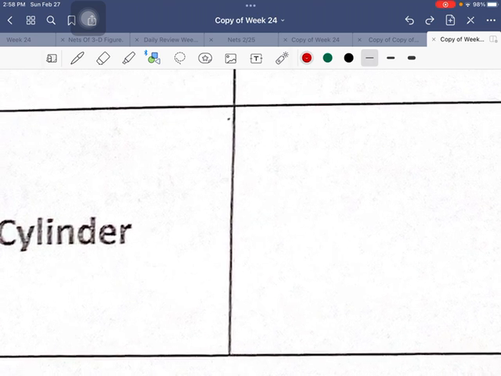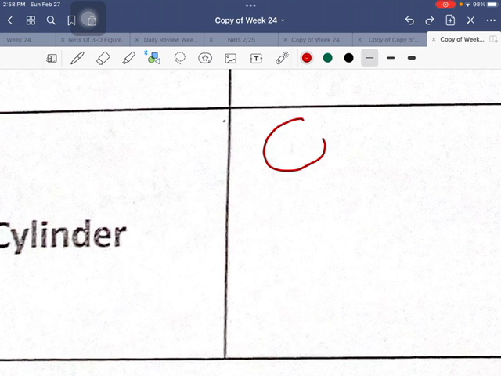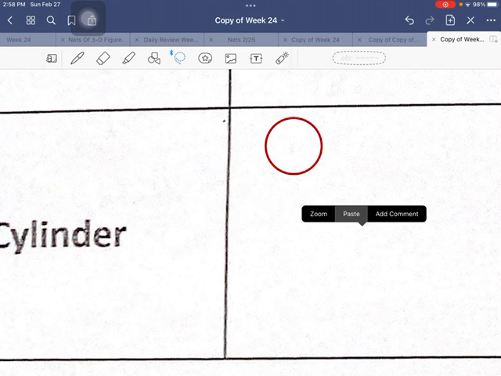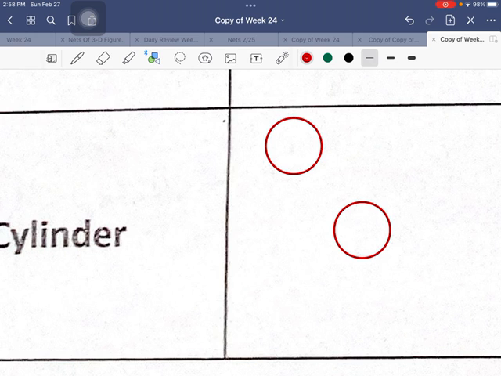Vamos a dibujarlo. Instead of drawing a square, drawing a triangle, we're going to draw 2 circles. Y voy a hacer copy, paste, and ya le agarré el rollo. I got the hang of it now. Ahora, we're going to connect it. And there we go. That's a cylinder.